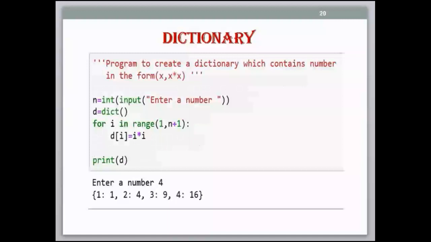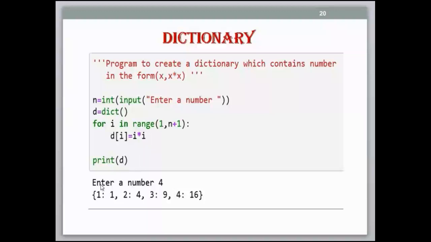Now, a program to create a dictionary which contains number in the form x, comma, x into x. Alright, so here is a small program like I have taken int input, enter a number. So user will enter a number. Then d equals to dict. So by using dict function, I have created empty dictionary. For i in range 1, comma, n plus 1, d[i] equals to i into i, print d.